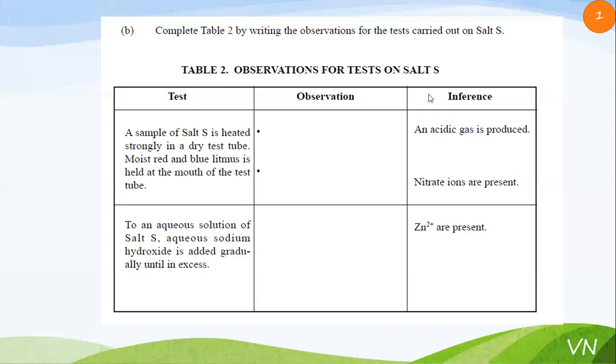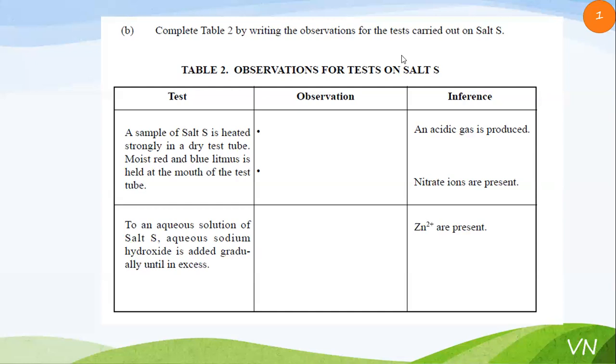All right, so for the first inference here, it says that an acidic gas is produced when we heat salt S. Normally, you have to give the observation, not the inference. The inferences are already given. So you have to give the observation.